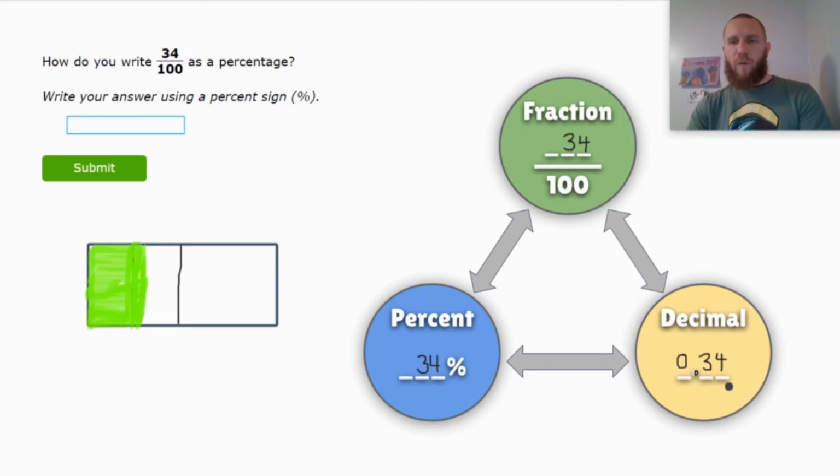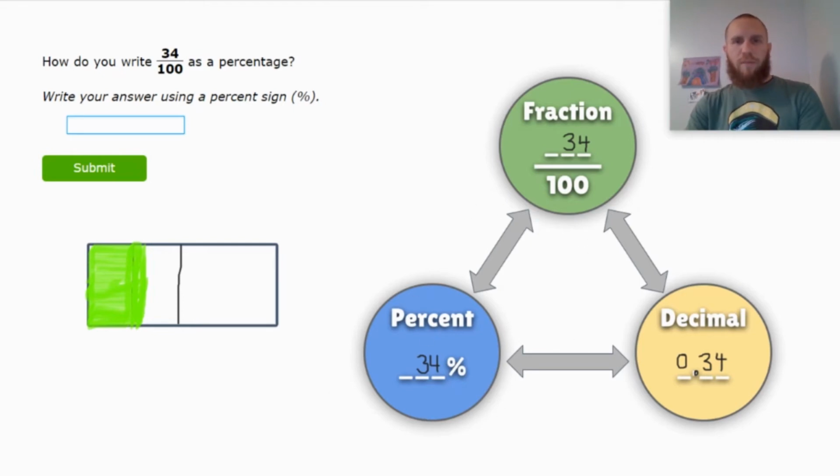0.34 or 34 hundredths is how you say that in word form. So 34 hundredths as a fraction, 34 hundredths as a decimal, and 34% as a percent. So what I would write for my answer using a percent sign is 34%. And as you can see, I'm going to do this for every single problem. I'm going to do a fraction, percent, and a decimal, and I'm going to draw it so you can see it in all these different ways.